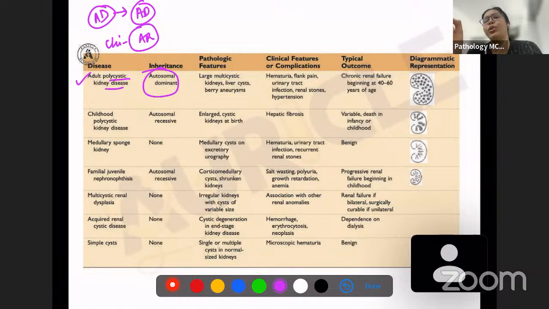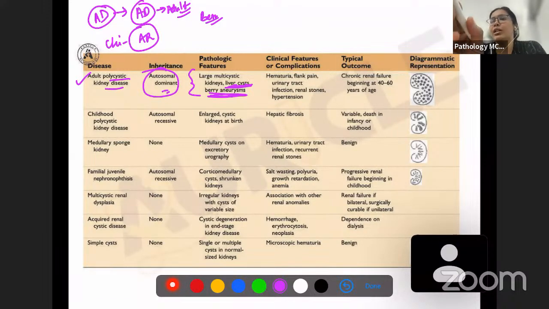Now what are the clues for autosomal dominant? First of all, it's going to be an adult. If they give you a case, it's going to be an adult case. Large liver cysts, yes, but no liver fibrosis. And Berry's aneurysm. In the question stem you could actually get Berry's aneurysm, so it's very likely that you get a Berry's aneurysm along with an enlarged kidney in an adult. And possibly a family history, because it's autosomal dominant, correct?